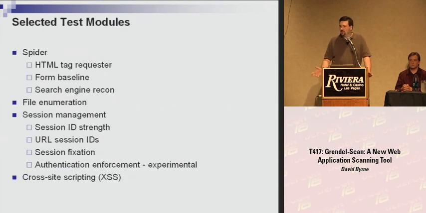Again, this isn't a complete list of all the test modules that Grendel has, but it's just the highlights, things that I think are a little more interesting. There are several spidering modules. The HTML tag requester is basically a traditional spider. It will look for tags with a source or href attribute value. Which tags are tested is configurable by the user. And then the URL that it points at is requested.